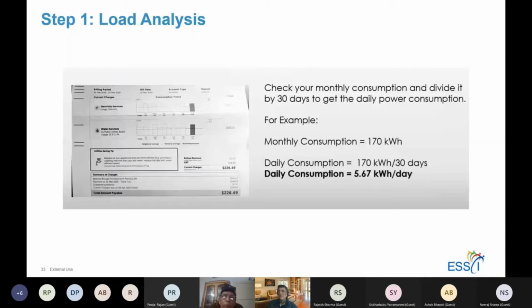So if your monthly bill is of 600 units, in a city like Faridabad, where I am based, that means I'm getting a bill of around 4,500 rupees or 5,000 rupees. Then very clearly, my daily consumption is 20 units. In this example I have taken, the monthly consumption is 170 kilowatt hours, and when I divide by 30, I get a daily consumption of 5.67 kilowatt hours per day.